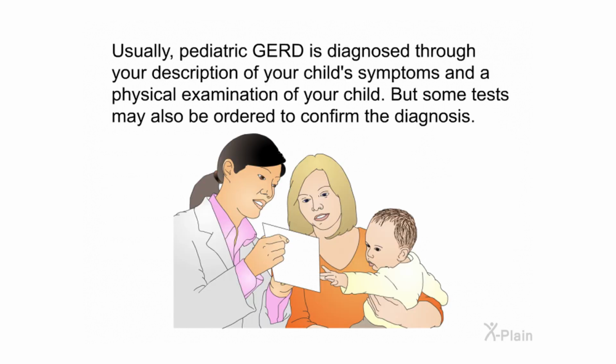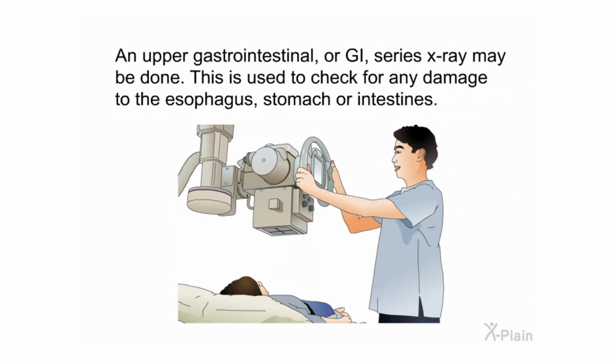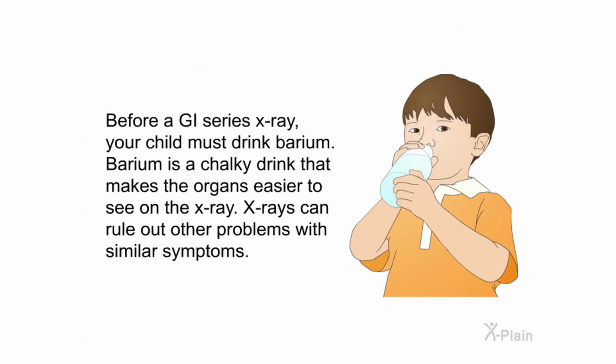Usually, pediatric GERD is diagnosed through your description of your child's symptoms and a physical examination of your child, but some tests may also be ordered to confirm the diagnosis. An upper gastrointestinal, or GI series X-ray may be done. This is used to check for any damage to the esophagus, stomach, or intestines. Before a GI series X-ray, your child must drink barium. Barium is a chalky drink that makes the organs easier to see on the X-ray. X-rays can rule out other problems with similar symptoms.